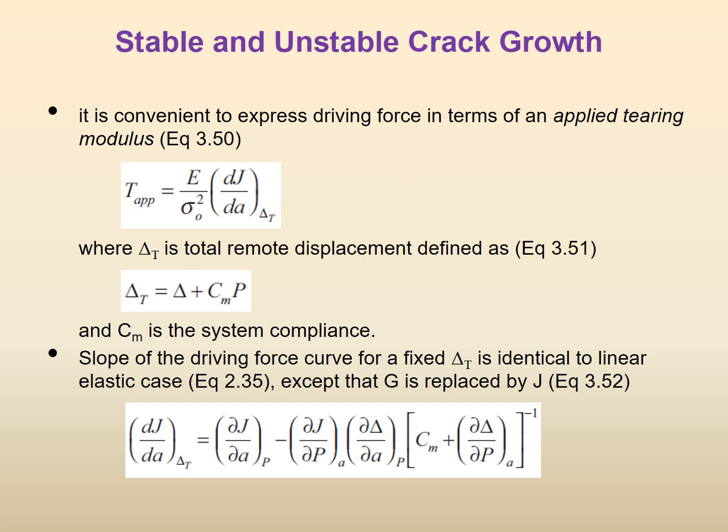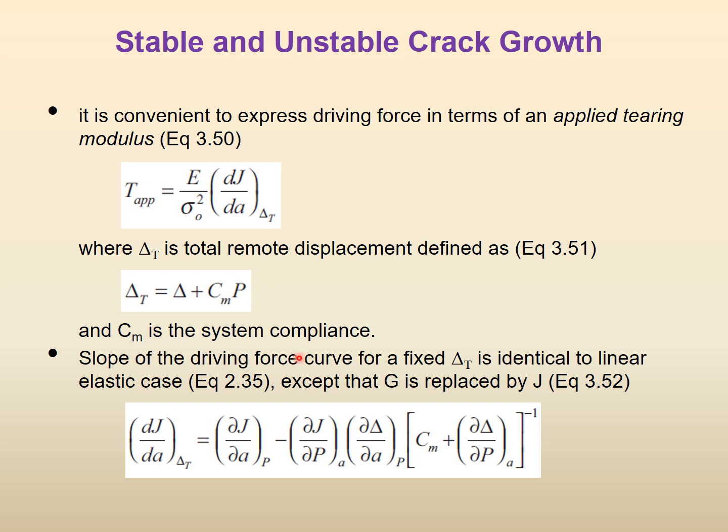Remember, there is that V notch type of a standard sample. You are applying the load in mode 1 loading. So with the remote load of sigma, what is the total delta? The total delta, so delta T is that total remote displacement. It is defined as delta plus C_M P, where C_M is the system compliance. It is again the compliance. Remember, we have done it many times earlier from chapter 2 until here.